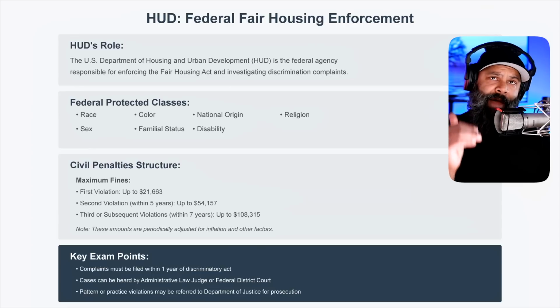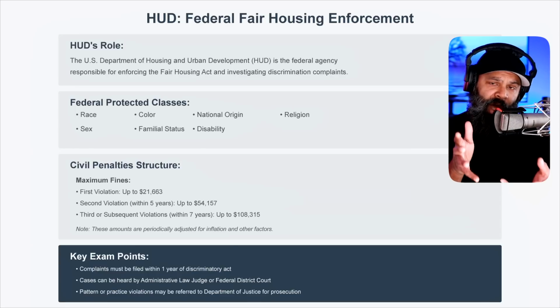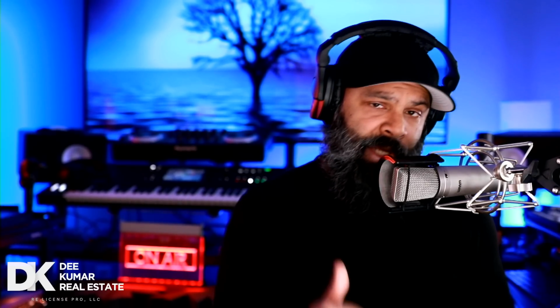And at the federal level, they have administrative law judges that listen to cases based on discrimination. So fair housing at the federal level is done with HUD, and then check your states to find out the name of the department that handles discrimination cases in your particular state, as that is probably going to show up on the state versions of your exams as well.